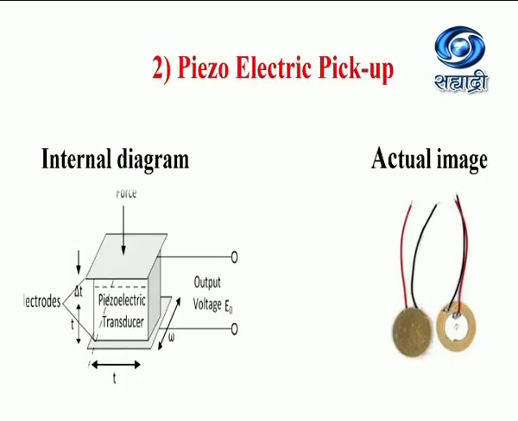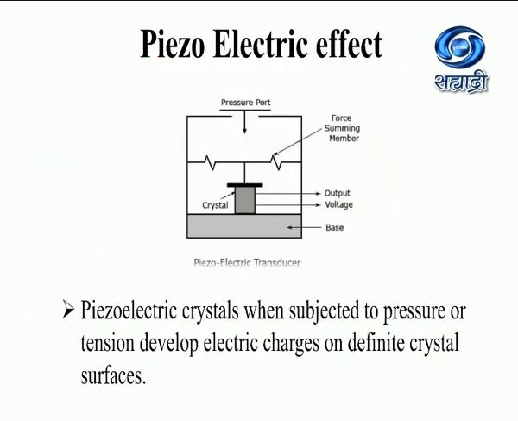Second transducer. The second transducer is the piezoelectric pickup. This is basically a pressure transducer and it is a type of active transducer. This is the internal diagram where the crystal is shown, where force is applied to that crystal and the output voltage is measured across it. This is the actual image of the piezoelectric pickup where two leads are connected to the multimeter.